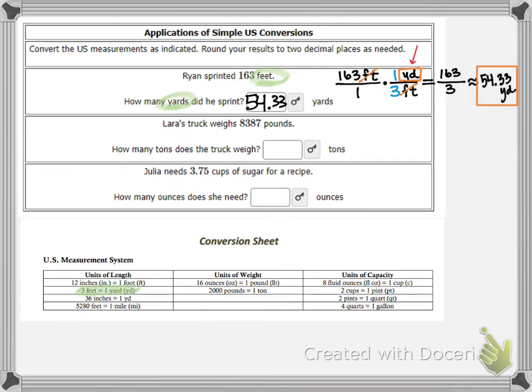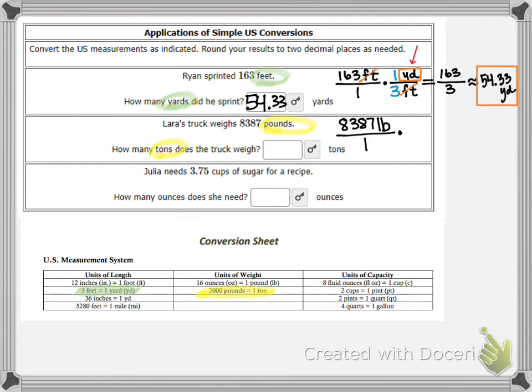Okay, let's look at Laura's truck. Her truck weighs 8,387 pounds, and we want to convert that weight to tons. So I need to look on my conversion sheet and find the conversion factor that compares pounds to tons. I can see there's 2,000 pounds in 1 ton. So I'm going to start with my unit fraction: 8,387 pounds over 1, and I'm using the LB abbreviation for pounds.